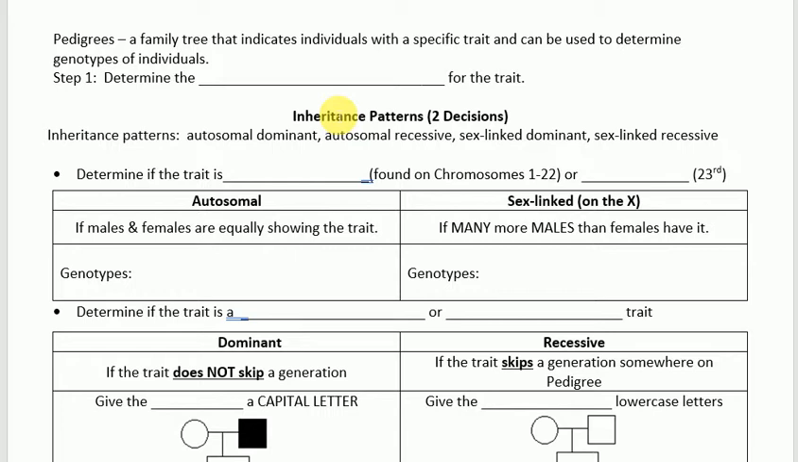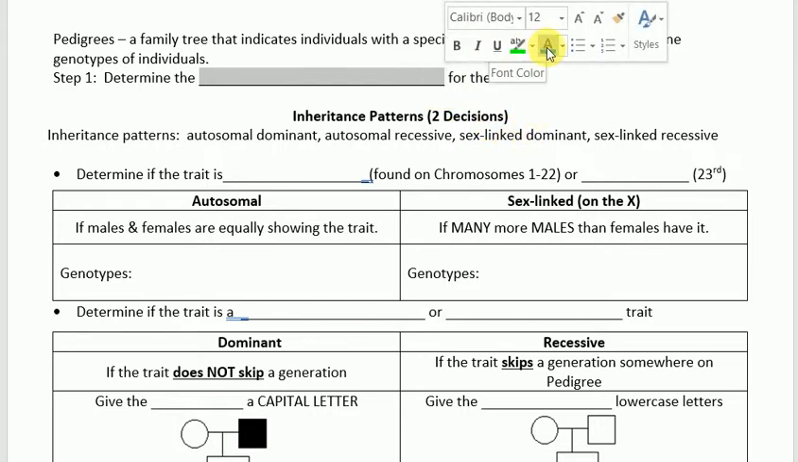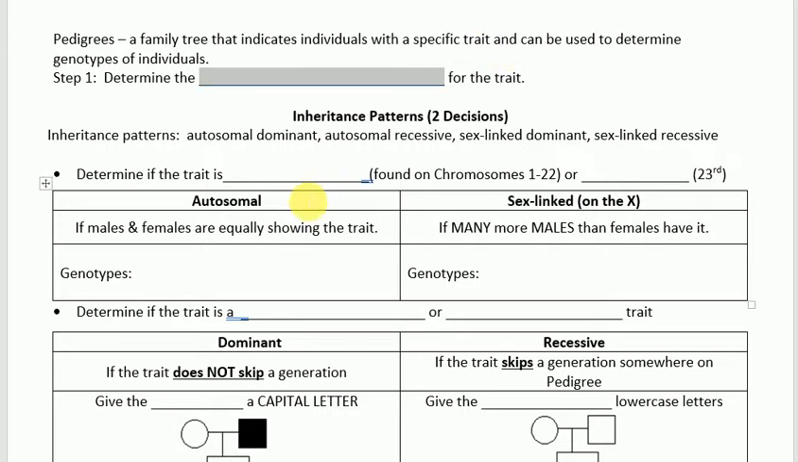So pedigrees are basically a family tree that is going to indicate individuals with a specific trait. It can also be used to help determine the genotype of individuals. So your step 1 in a pedigree is to determine the inheritance patterns.